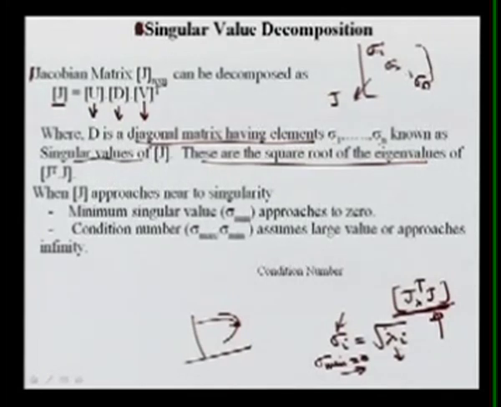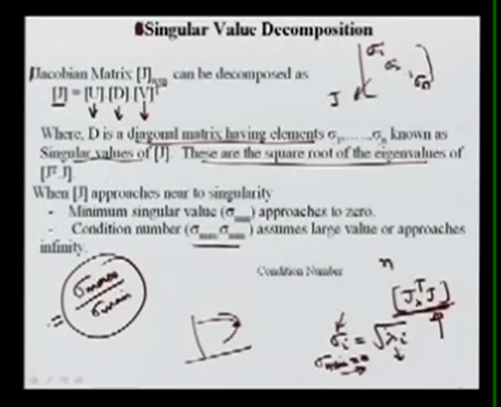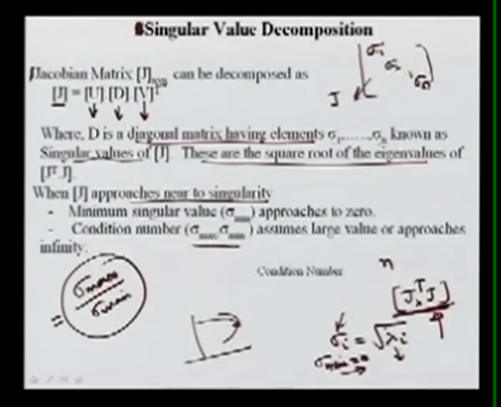We normally use another number called the condition number, defined as sigma max divided by sigma min. We have sigma 1 to sigma n, that is n values, out of which one will be minimum and one maximum. The condition number sigma max upon sigma min is normally very high, even infinity, when J approaches the singularity at the notch point, because sigma min becomes 0, so the ratio becomes infinite.